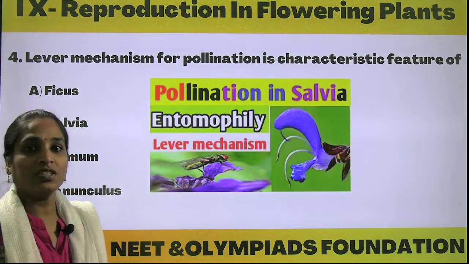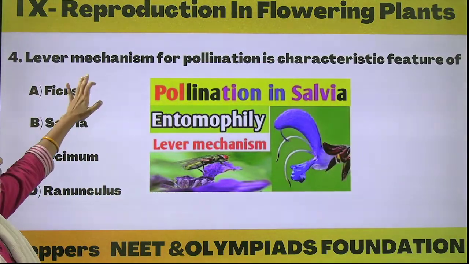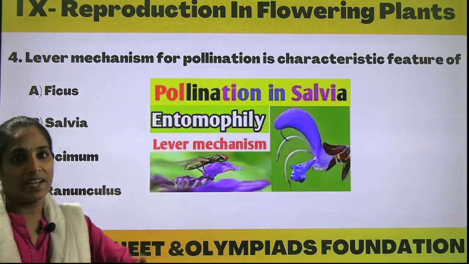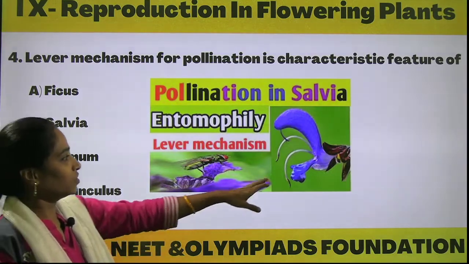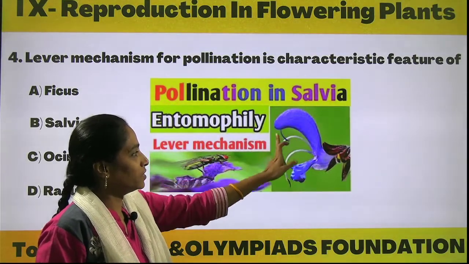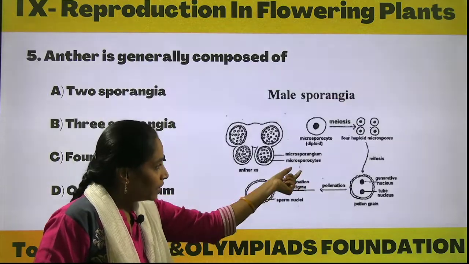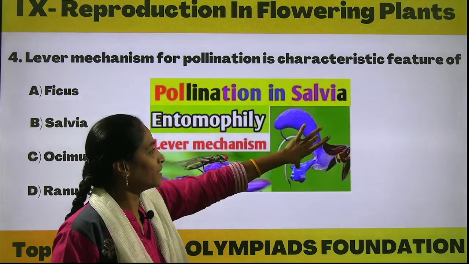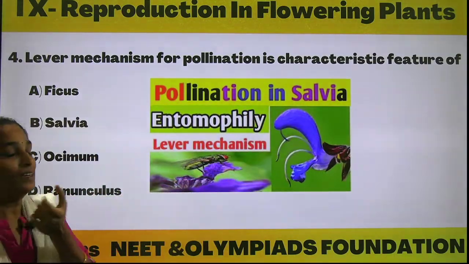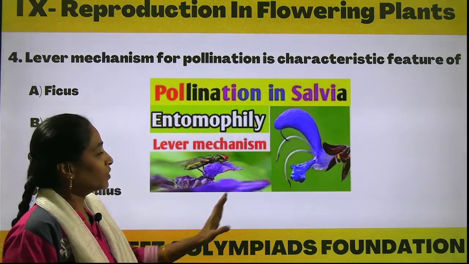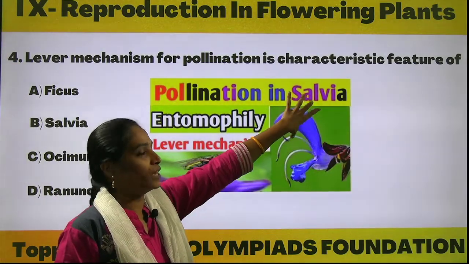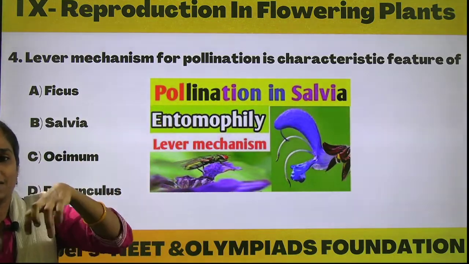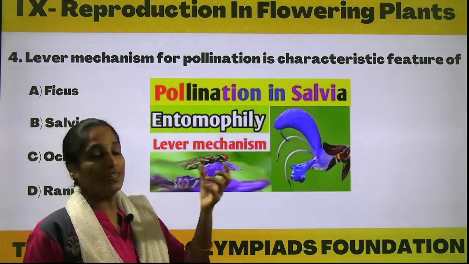What is the fourth question? Lever mechanism for pollination is a characteristic feature of. What is lever mechanism? This is a type of flower. We can observe one of the corollas is placed on the upper side and another one is lower, so these look exactly like lips, an upper lip and a lower lip. While the insect comes, first it will come onto the upper lip and then it moves onto the lower lip, and then it sits comfortably to suck the nectar.